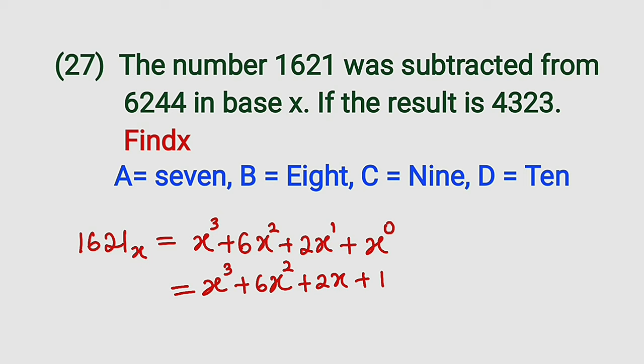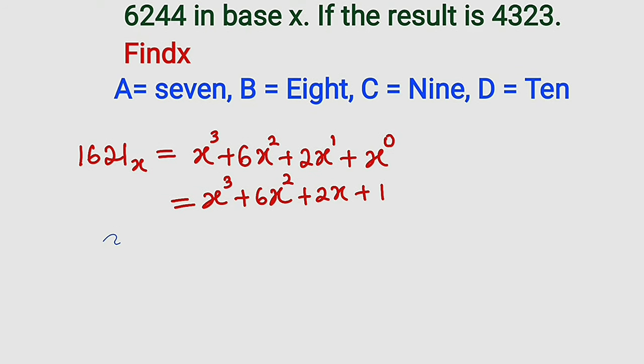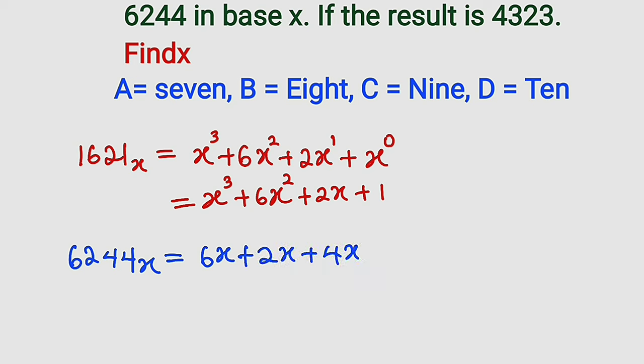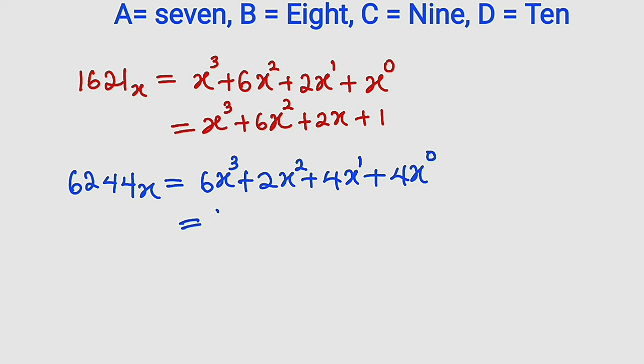Let's take the second number, which is 6,244, also in base x. This will be 6x plus 2x plus 4x plus 4x, with indices 0, 1, 2, 3. Simplify. We have 6x cubed plus 2x squared plus 4x, then plus 4, because x to the power of 0 is 1 and 4 times 1 is 4.